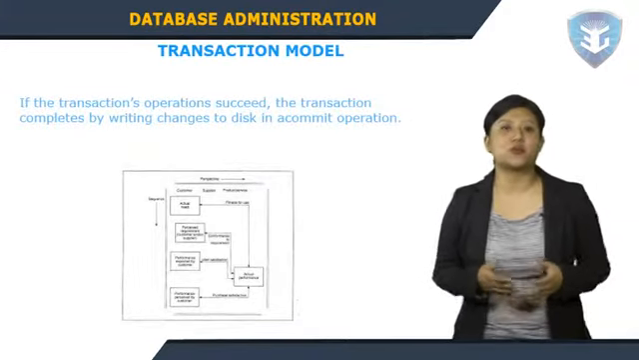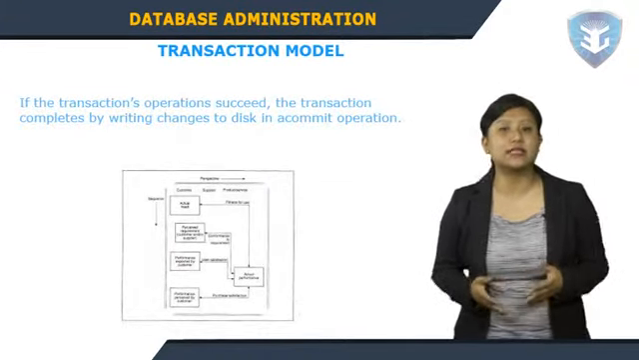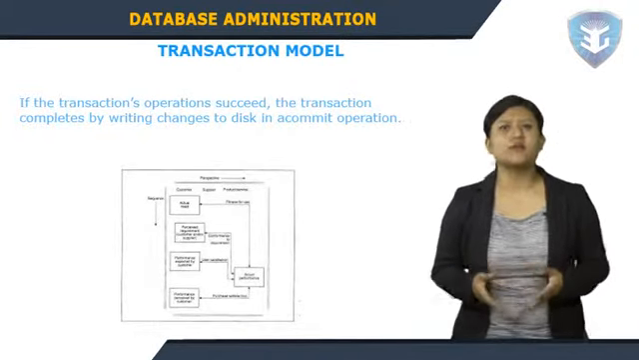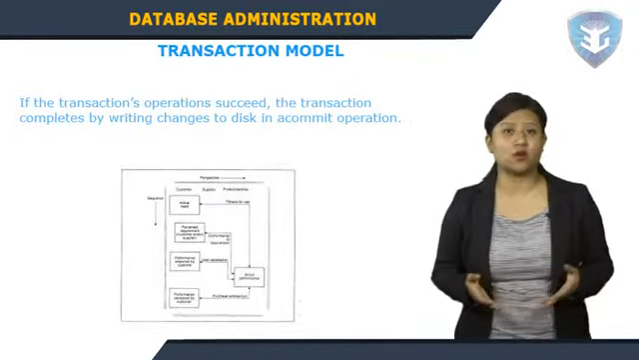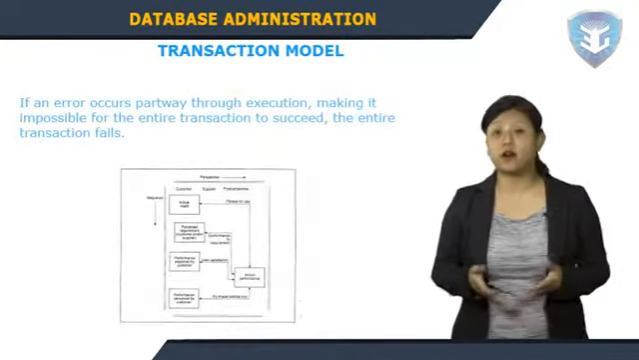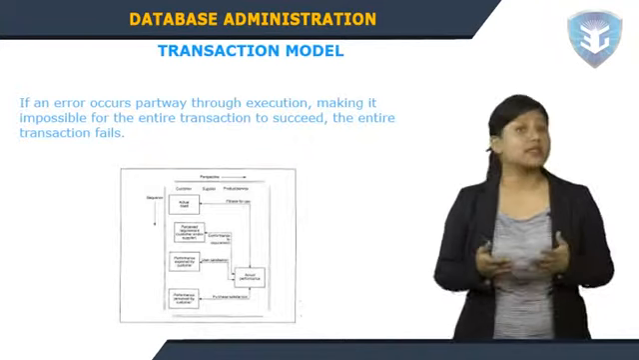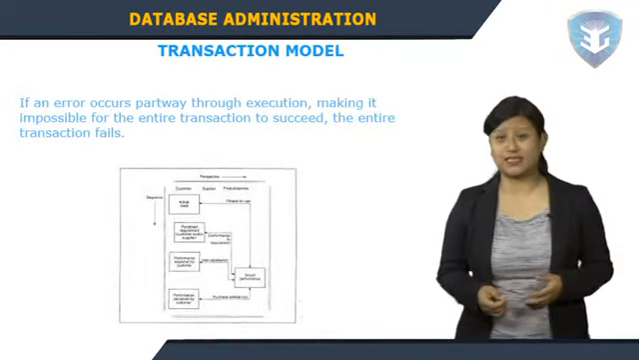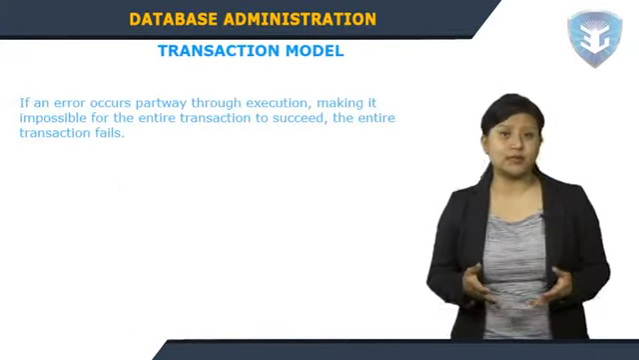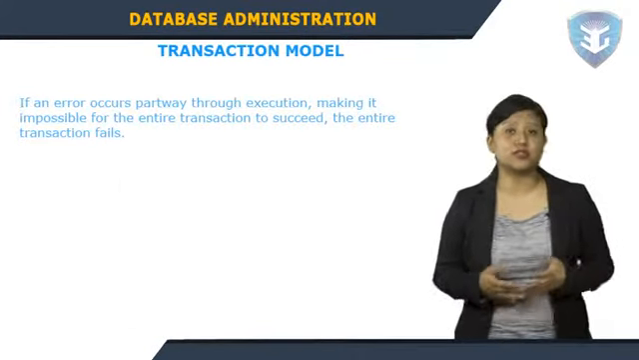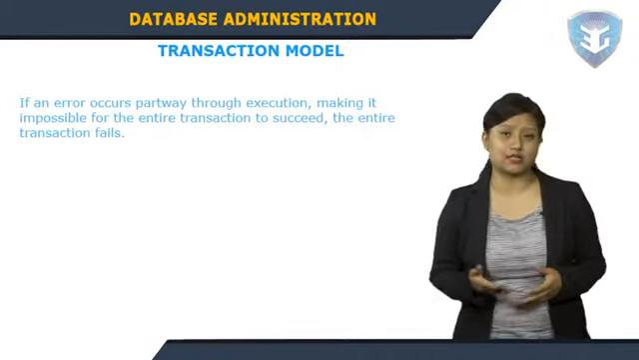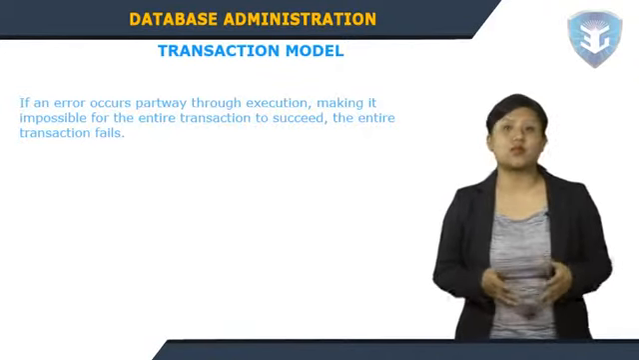If the transaction's operations succeed, the transaction completes by writing changes to disk in a commit operation. A commit operation releases the transaction's locks, making the updated data available to other transactions. If an error occurs partway through execution, making it impossible for the entire transaction to succeed, the entire transaction fails. Rather than leave partial results in the database, the transaction backs out the changes that it has already made, leaving the database with the values that it had before the transaction started. The backout process is called rollback.